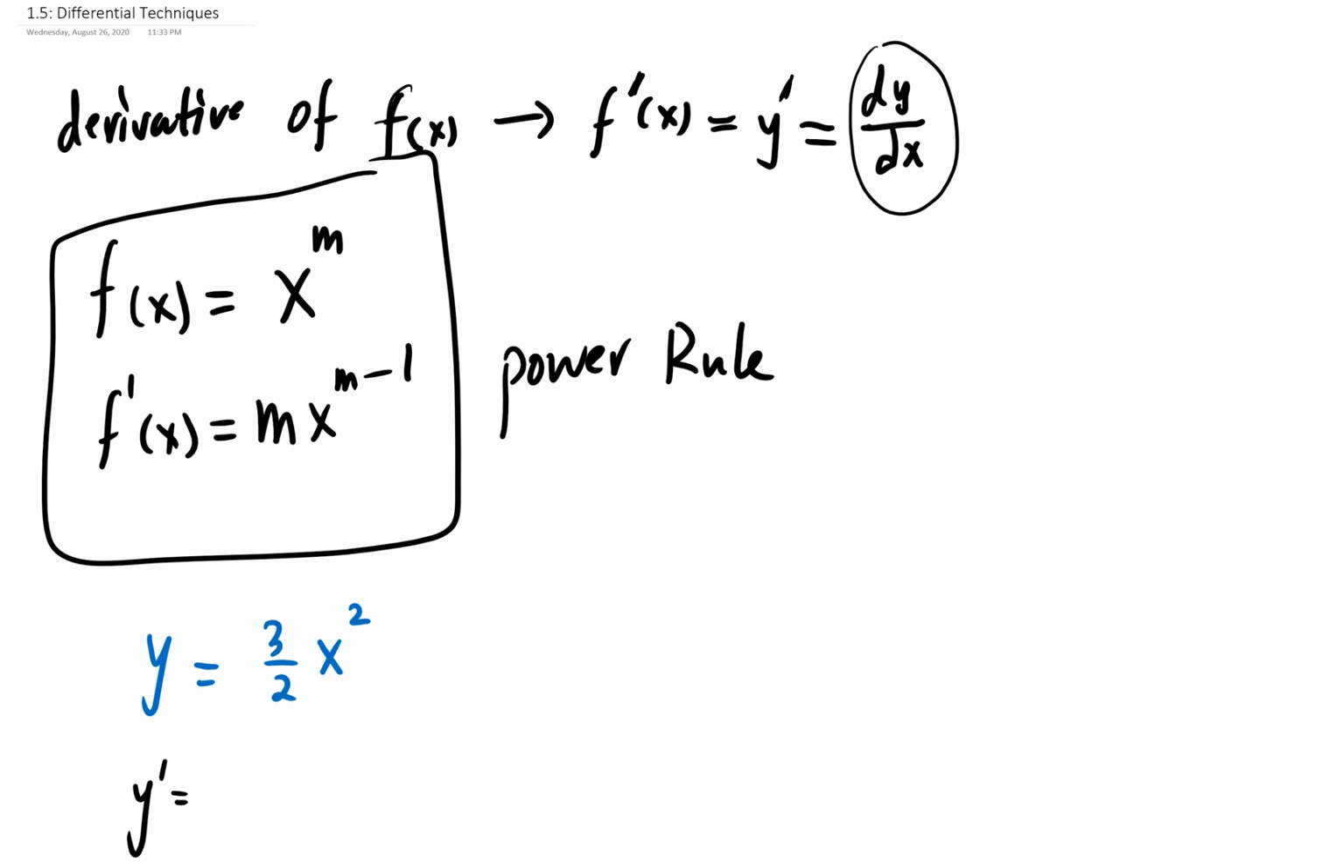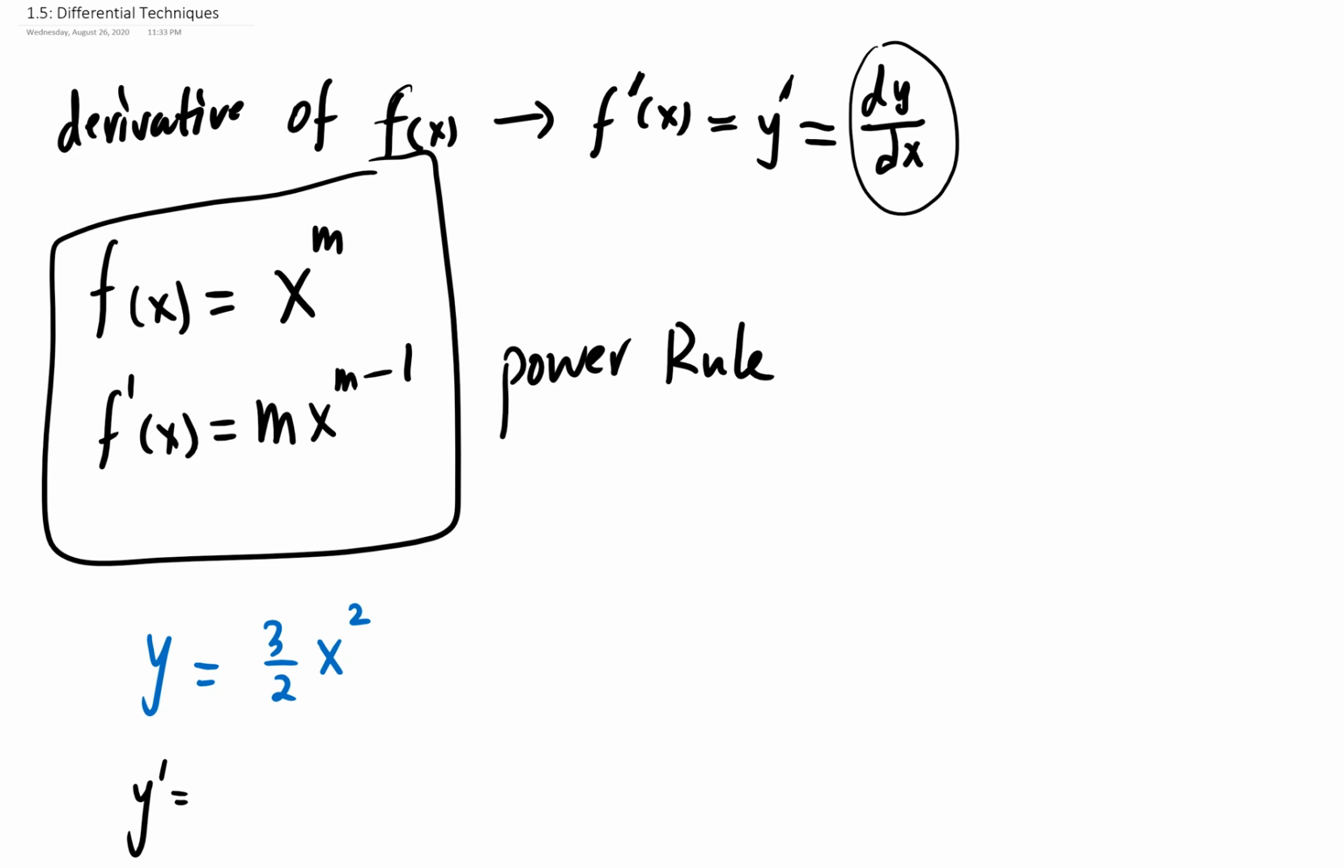So the first rule and the most important rule is called the power rule, which says if you have a function written in the form x to some number m, its derivative is given by bringing the m down to the front, or multiplying the m by whatever is in the front, times x to the m minus 1. That's called the power rule. So you bring the m down, or multiply m by whatever is in the front, times x to the m minus 1.